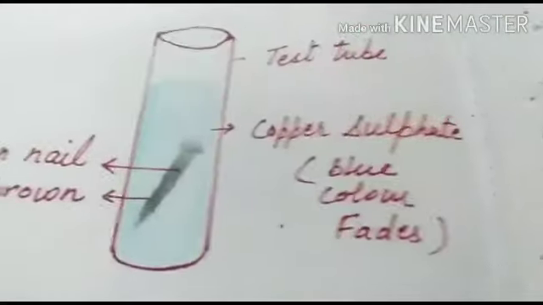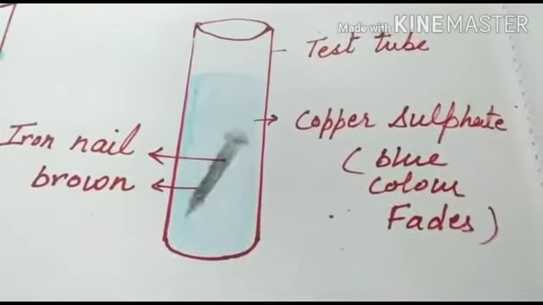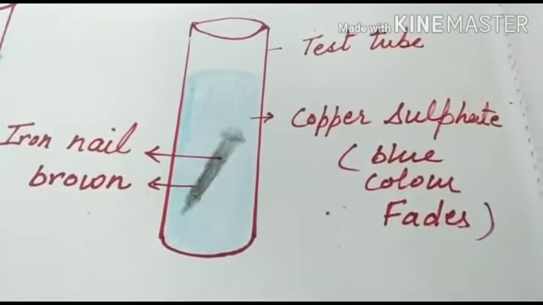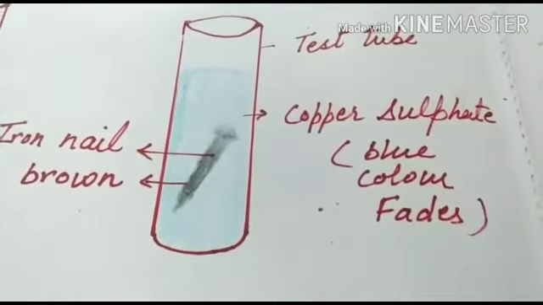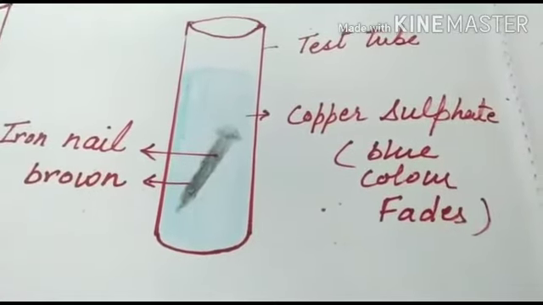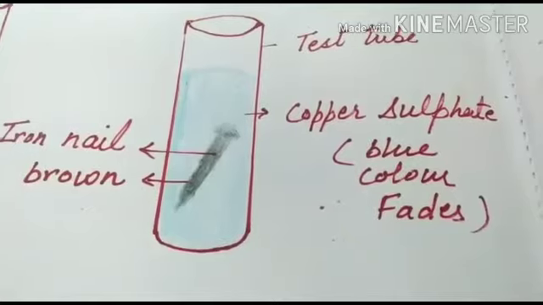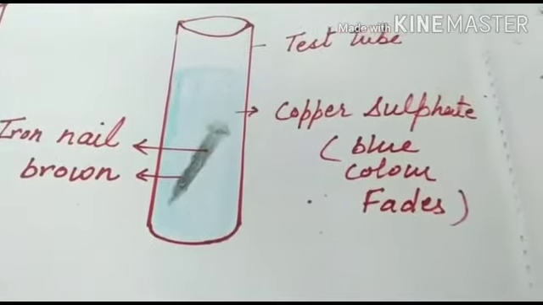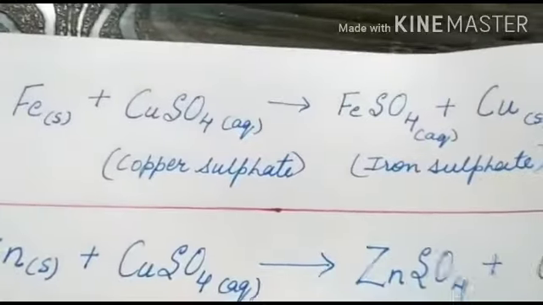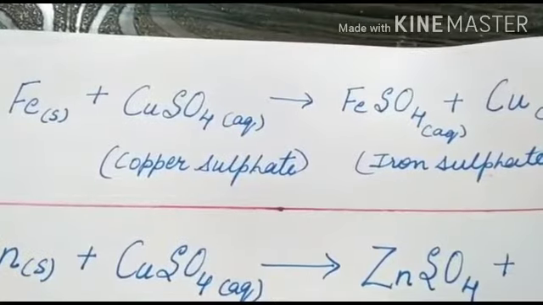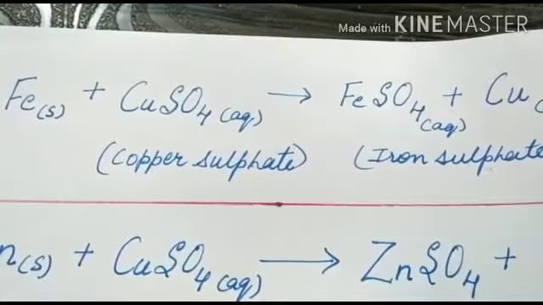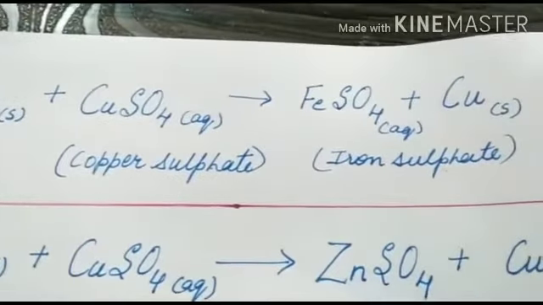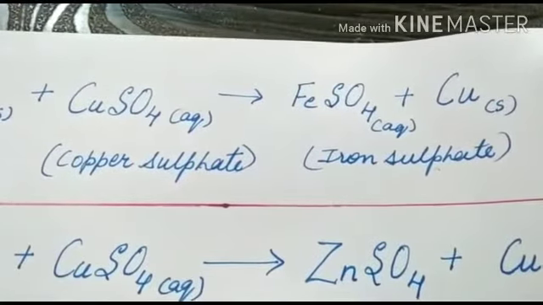After some time, we will observe that the blue color of copper sulfate fades and the iron nail has turned brown in color. What happens here? Here, a displacement reaction has taken place. Iron, being more reactive than copper, displaces copper from its salt solution, forming iron sulfate and copper.